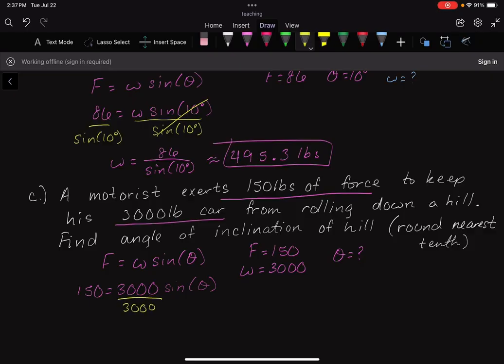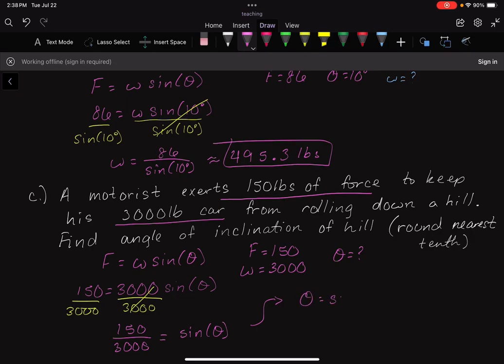Divide by 3,000. So now I have 150 over 3,000 is equal to sine theta. And always remember, if you're looking for your angle and it's not a regularly known fraction on the other side, I usually recommend using the table and reference angles. But this is not one that we can do that with. We were also hinted towards it because it told us to round. So we're going to have to use sine inverse for this one.